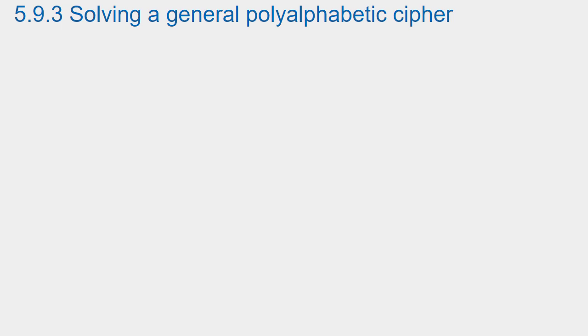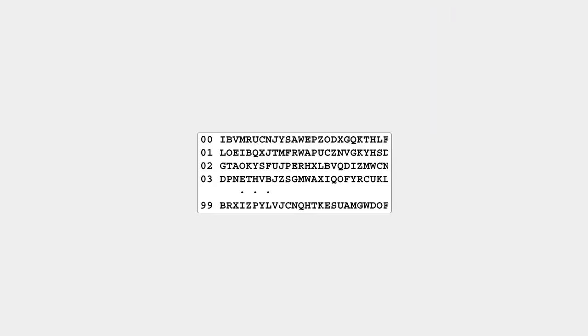Section 5.9.3 Solving a general polyalphabetic cipher. A general polyalphabetic cipher can also be done using a tableau. The rows of the tableau can be mixed according to any scheme, independently of one another. It is worth noting that the number of rows need not be the same as the number of columns.